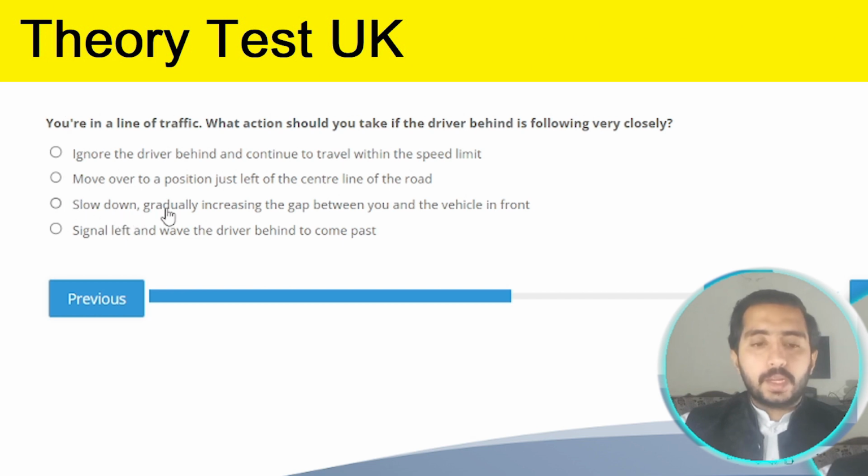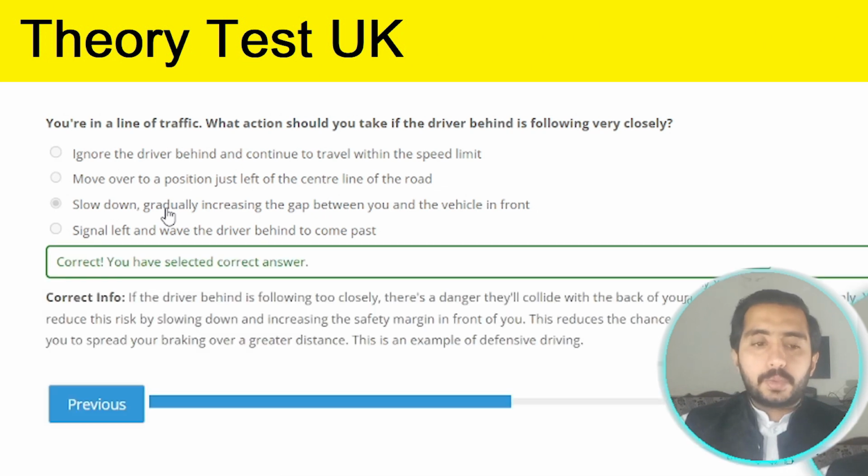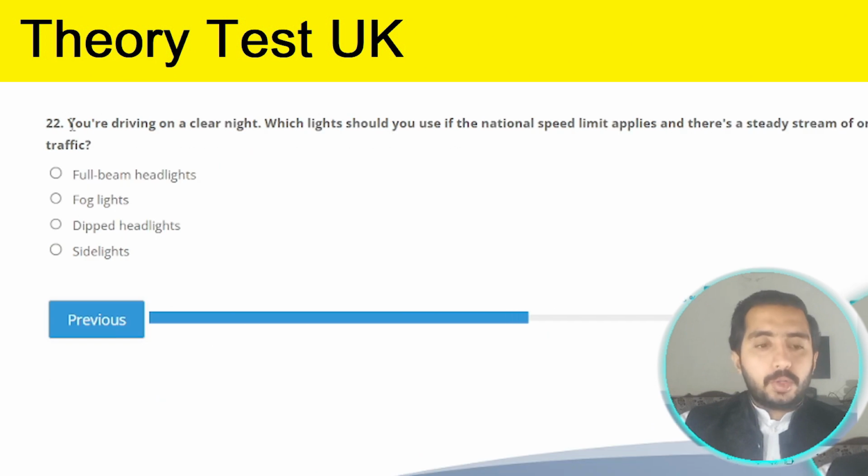The correct option is slow down, gradually increase the gap between you and the vehicle in front. Option C is the correct one. Next question. Question number 22.